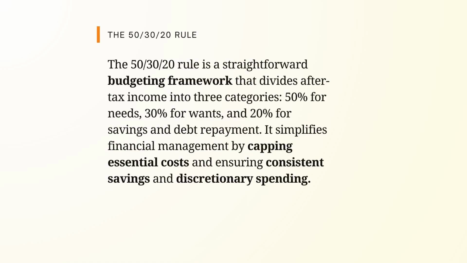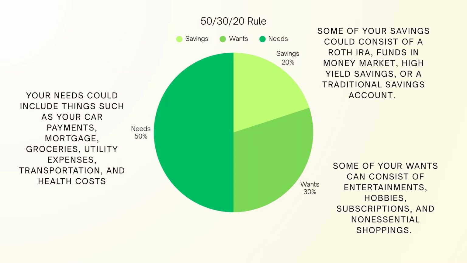The 50-30-20 rule is a straightforward budgeting framework that divides after-tax income into three categories: 50% for needs, 30% for wants, and 20% for savings and debt repayment. It simplifies financial management by capping essential costs and ensuring consistent savings and discretionary spending.